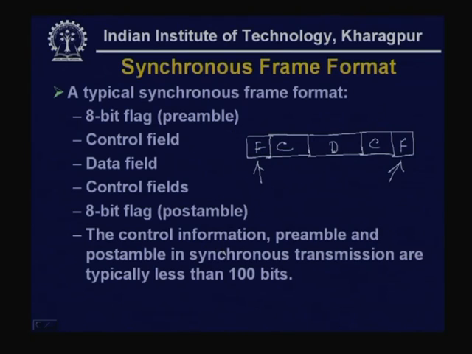So, the control information, preamble and postamble in synchronous transmission are typically less than 100 bits. So, these are essentially the overhead. This is restricted to less than 100 bits, and the data can be thousands of bits. Since the data is thousands of bits and the overhead is restricted to only 100 bits, obviously the overhead is an insignificant portion of the entire frame that is being sent. As a result, it gives you higher efficiency.